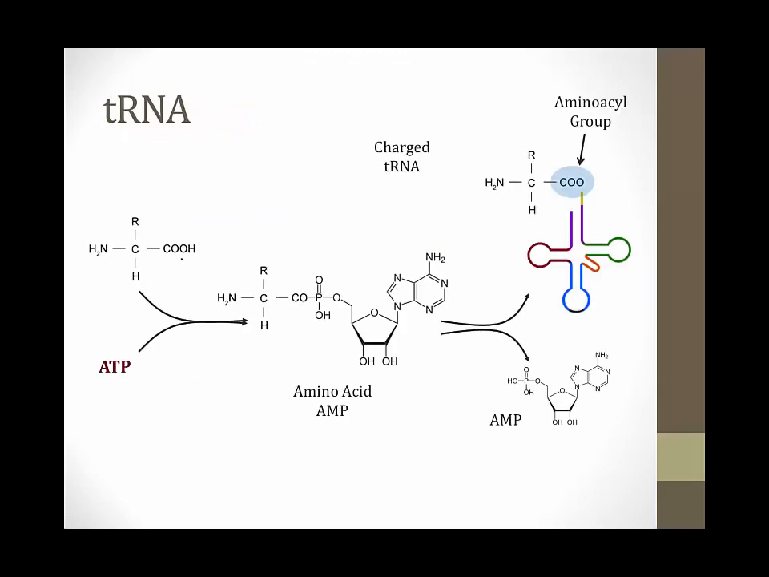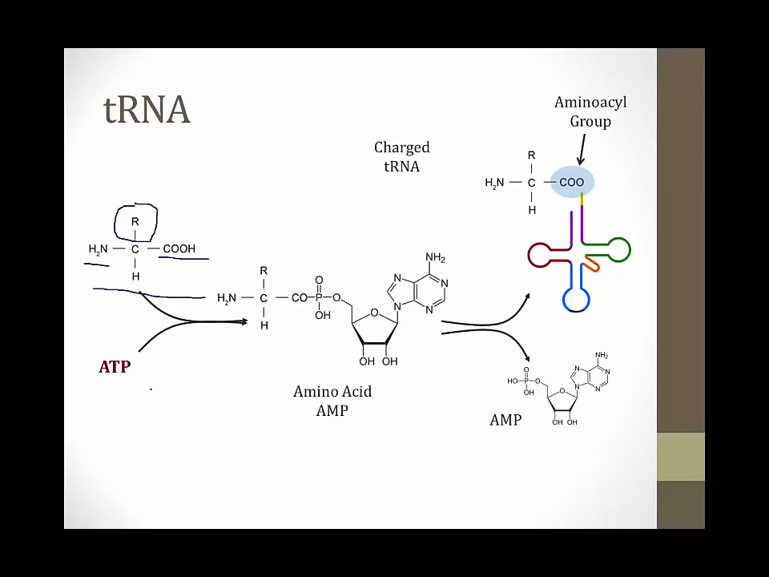On this slide, I've depicted the process that aminoacyl tRNA synthetase catalyzes in order to charge a tRNA molecule with an amino acid. The process begins with an amino acid as shown here. All amino acids have a similar structure. They have an amine group, a carboxylic acid group, and a side chain. The side chain is different from one amino acid to another.